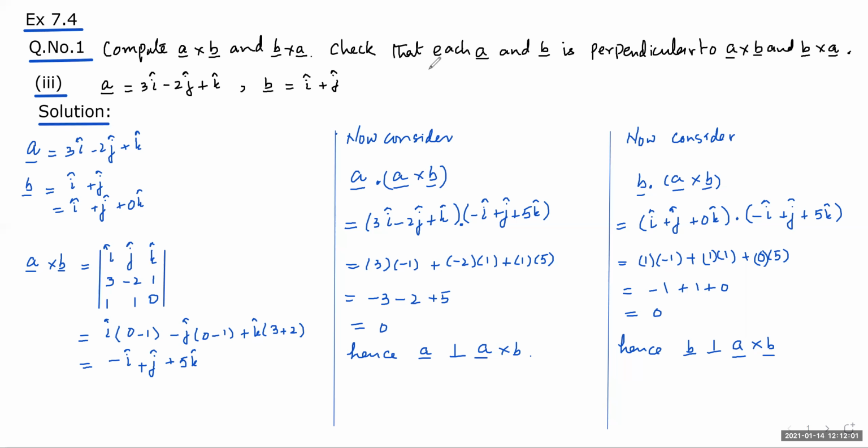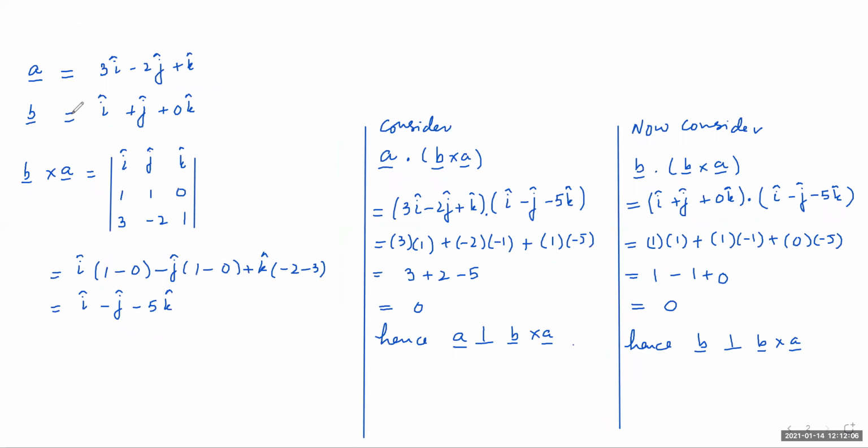Let's get to the second part, that is we have to evaluate B cross A. The vector A is this, the vector B is this. To evaluate vector B cross A, we take the determinant. The first row is i, j, k. In the second row, write the coefficients of vector B, that is 1, 1 and 0. In the third row, you will write the coefficients of vector A, that is 3, minus 2 and 1.